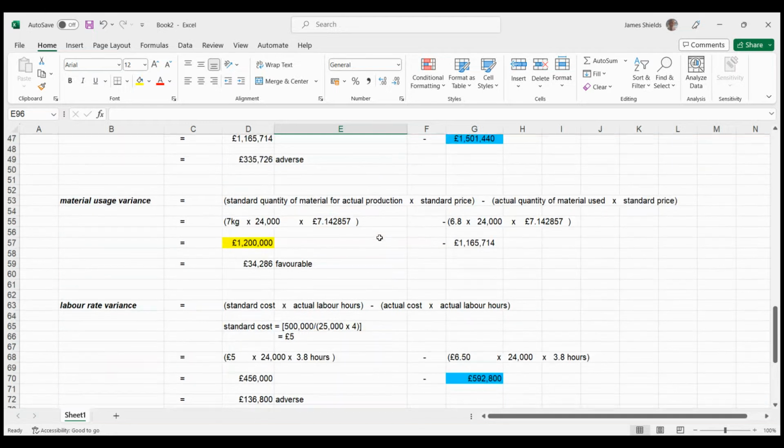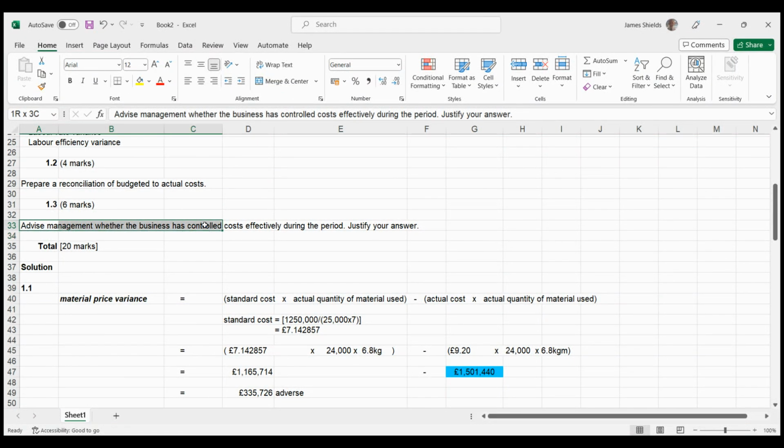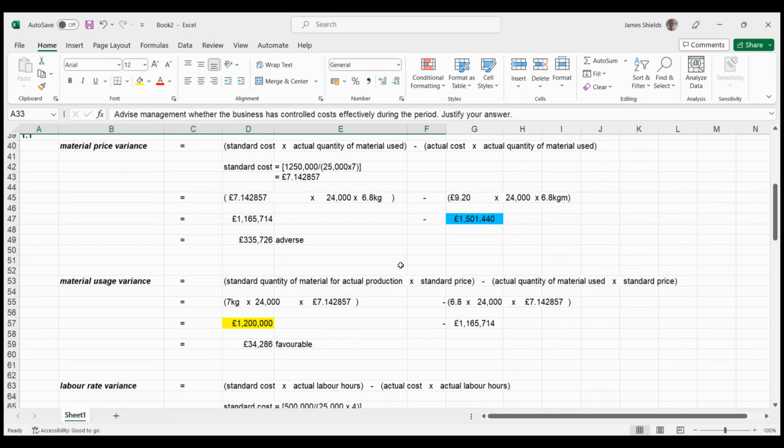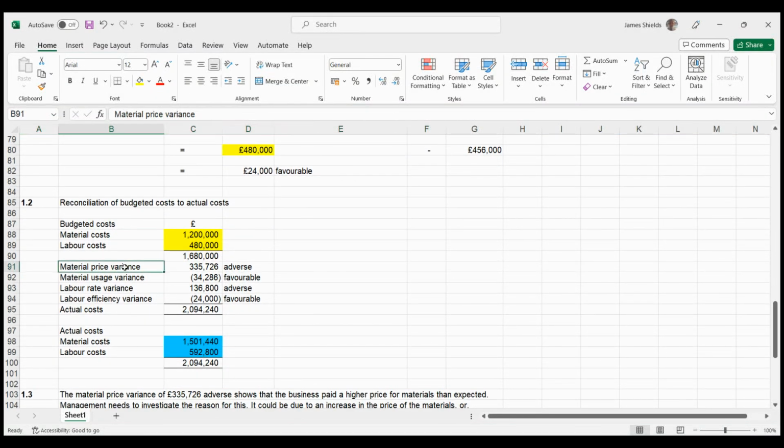Well, the final part of the question was a little written bit. It says, advise management whether the business has controlled costs effectively during the period, and then justify your answer. So let's have a little look at the reconciliation for a minute. The material price says 335,726 adverse. So they paid a lot more money than they planned to for the price of the material. And we've got to think of a reason why that is in a minute. Material usage, though, is a favourable variance. So again, can we think of a reason why? And can we link the two of these together?